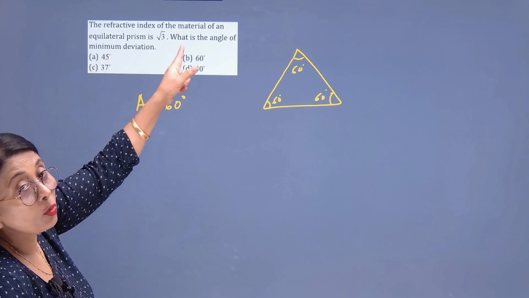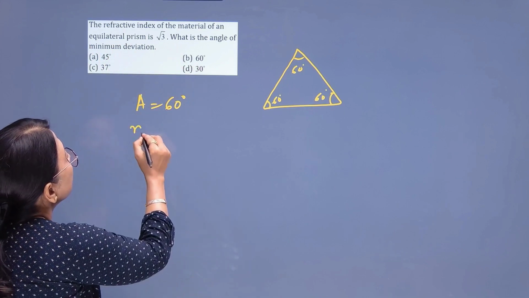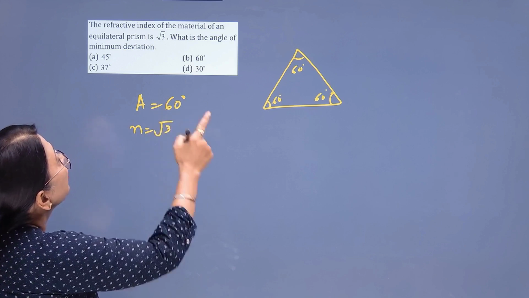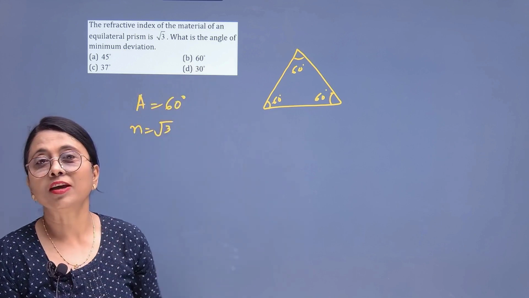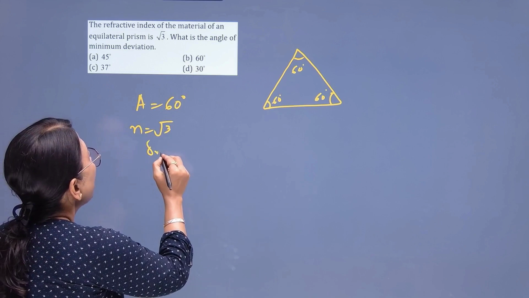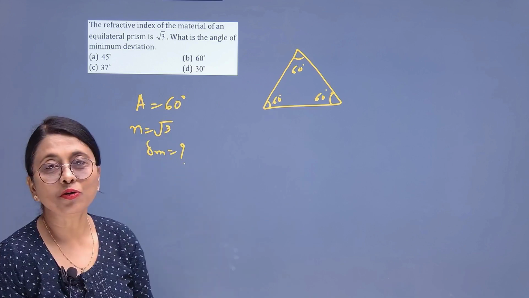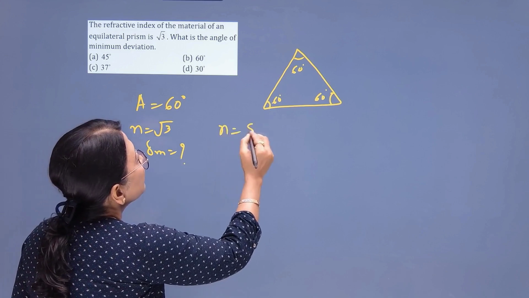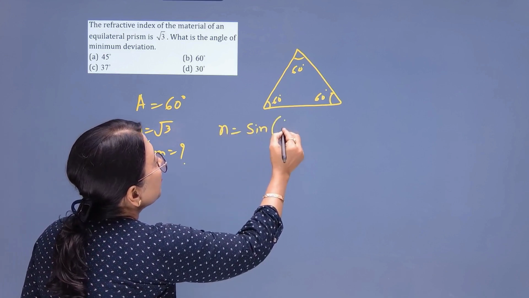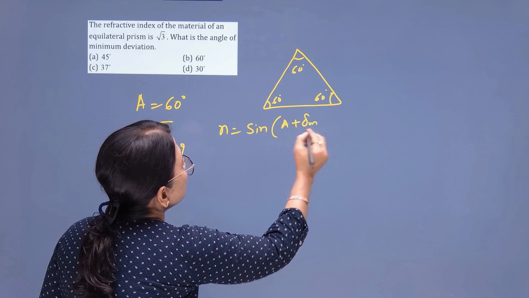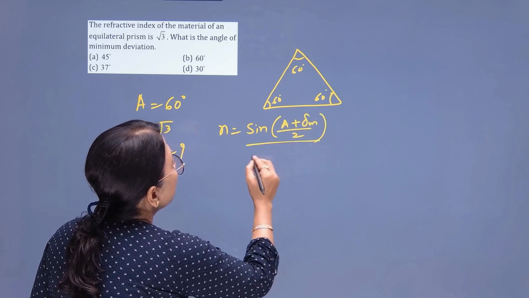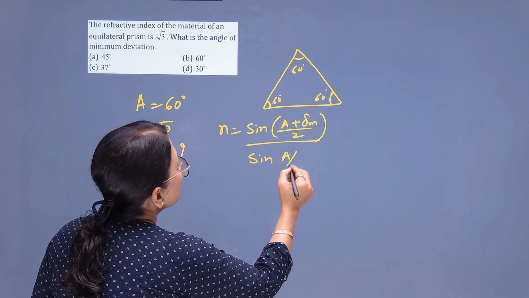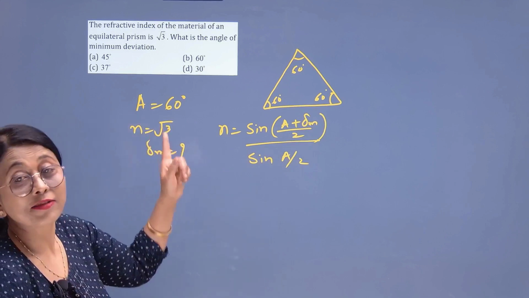Then what is given to you? The refractive index is given to you as root 3. And what they're asking you? Angle of minimum deviation. आपको delta m पूछा गया. They've asked you delta m. So what you are going to use? The formula, that is prism formula. n is equal to sine of (A plus delta m) by 2 divided by sine A by 2. You know that the refractive index is root 3.